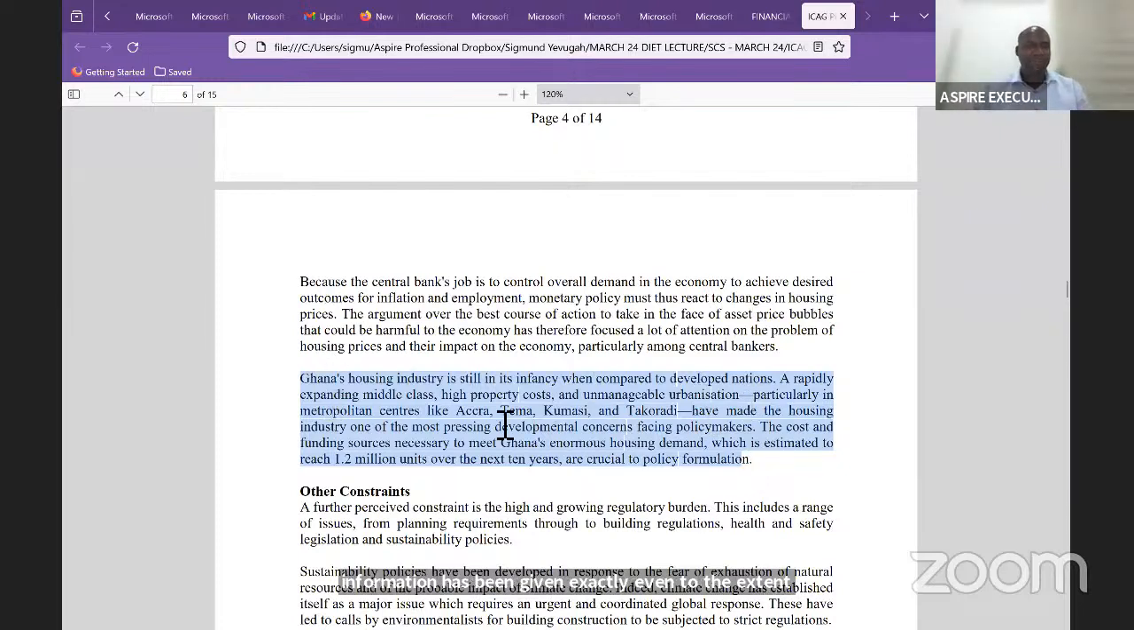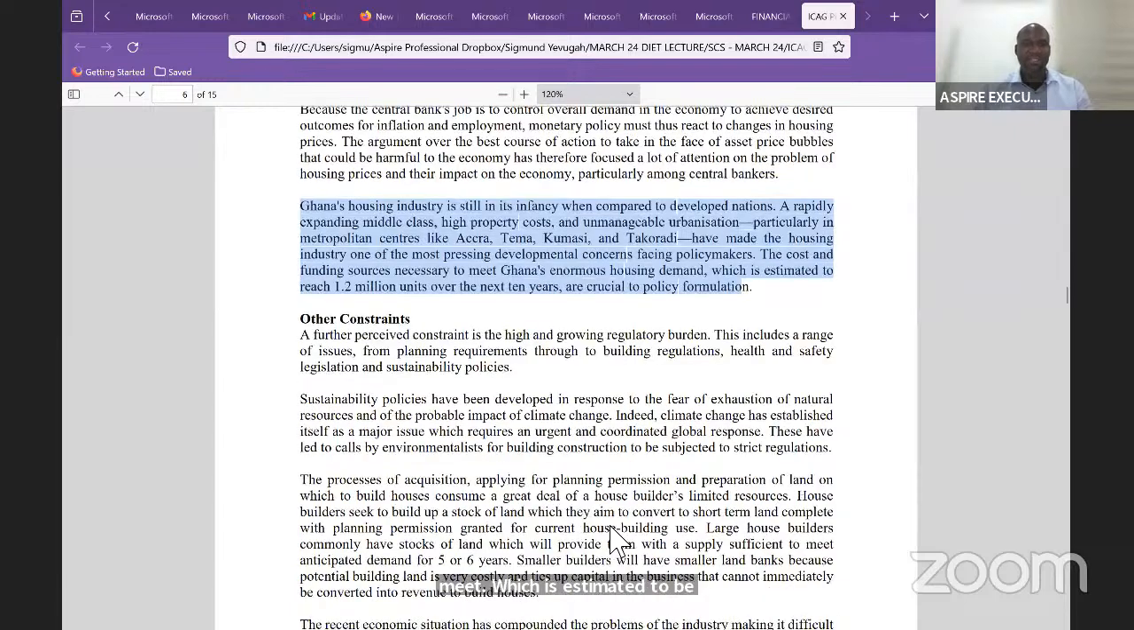Exactly, they told you that a rapidly expanding middle class, high property costs and unimaginable urbanization, like in Accra, Tema, Kumasi, and Takoradi, have made the industry one of the most pressing developmental concerns facing policymakers. The cost and funding sources necessary to meet Ghana's enormous housing demand, which is estimated to be about 1.2 million over the next 10 years, are crucial for policy formulation.